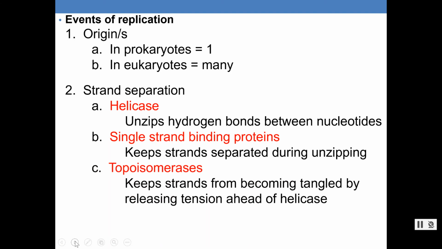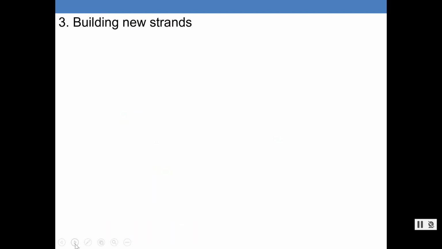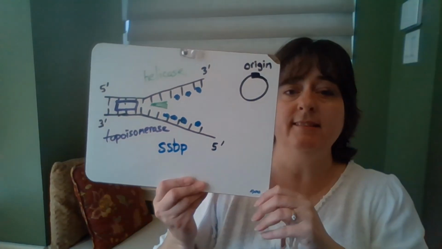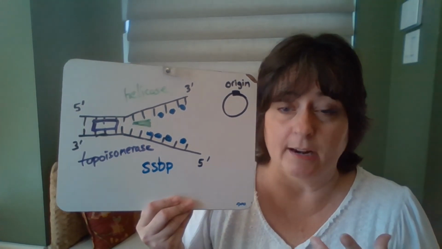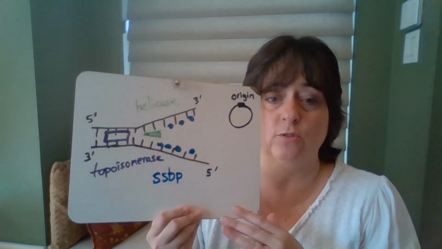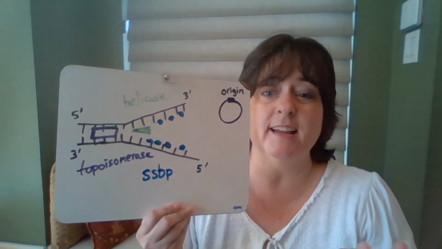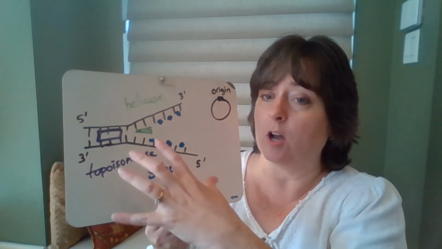A third thing that must happen in strand separation: topoisomerase, an enzyme that keeps strands from becoming tangled by releasing that tension. It breaks that sugar phosphate bond. Okay, all right. So we're going to stop there. This is the first stage of DNA replication, and this is referred to as strand separation. We'll do the next video where we'll talk about strand elongation.